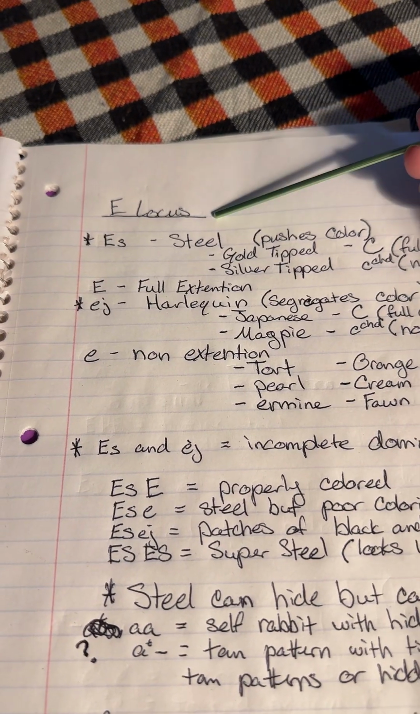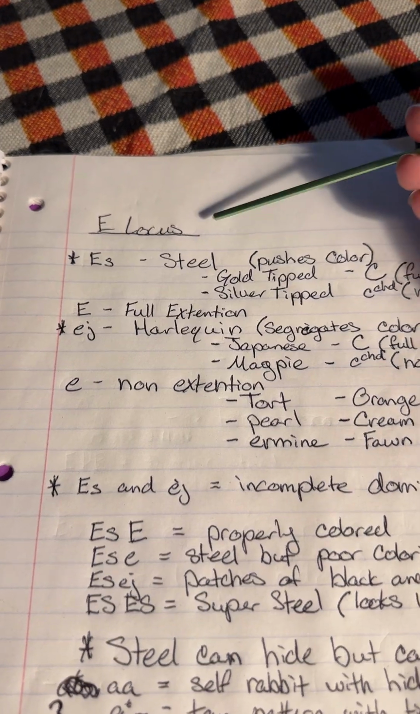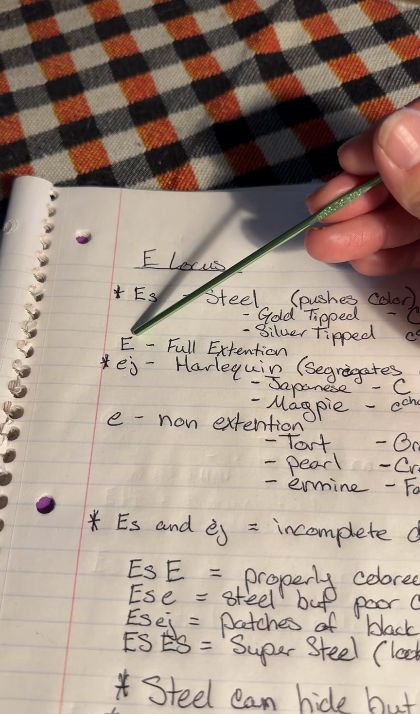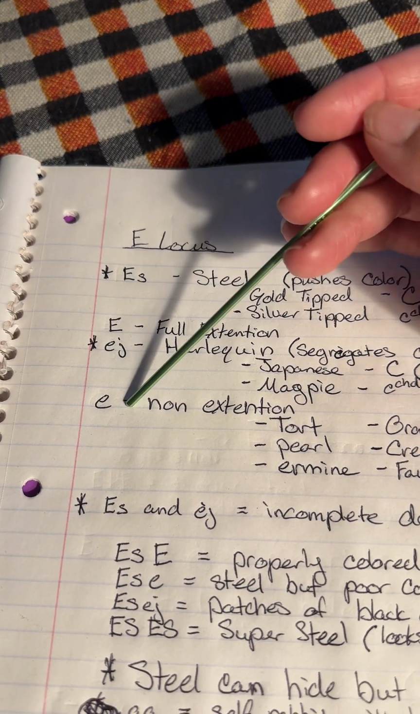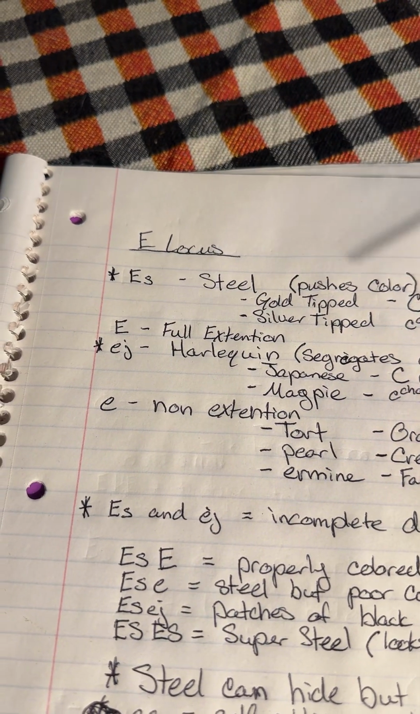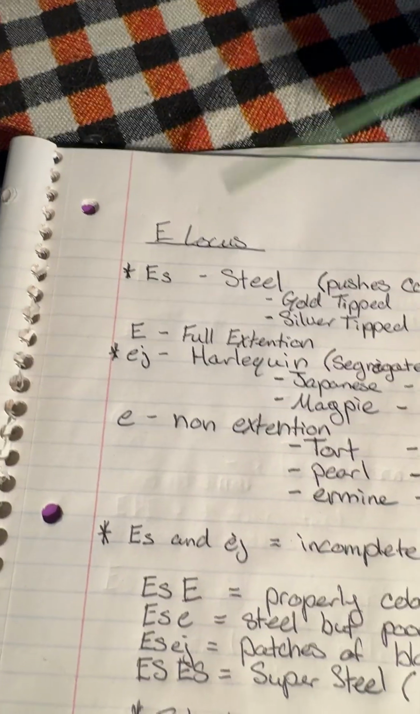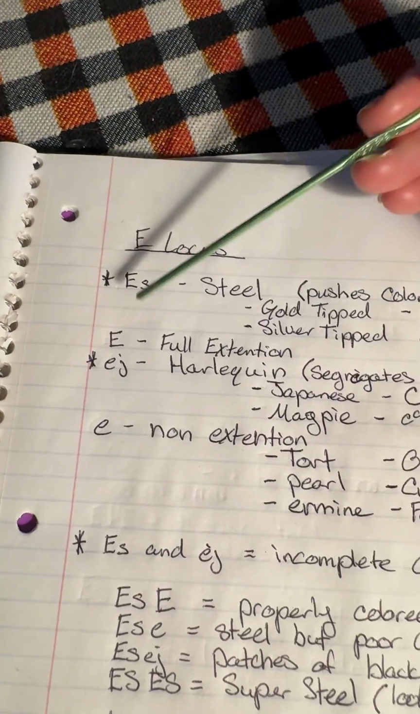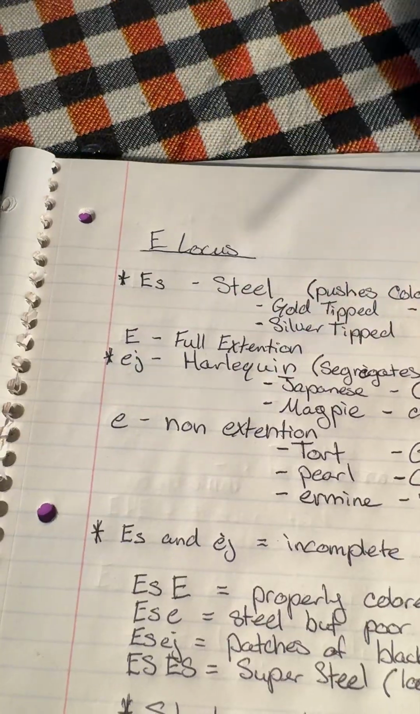So before we get into breeding, pairing, and how alleles work together, I wanted to take a quick moment to discuss the E locus. As I said in the first video, the E locus is primarily made up of the full extension and the non-extension, but it does also have these two incomplete genes as well. In order of most dominant to most recessive, we're going to have this incomplete gene here. This is the steel. Then we're going to have full extension, harlequin, and non-extension.